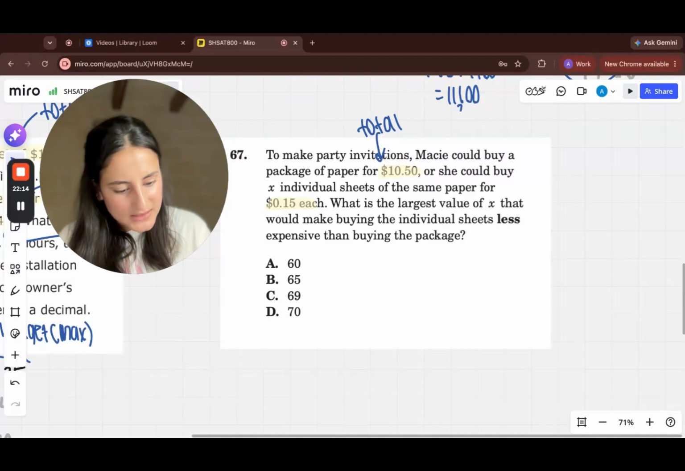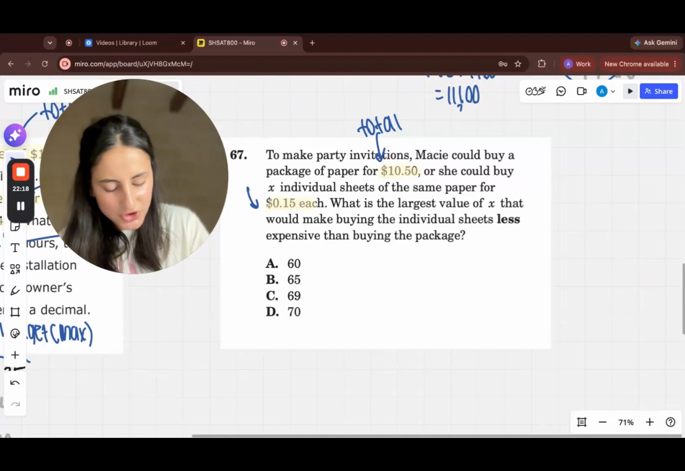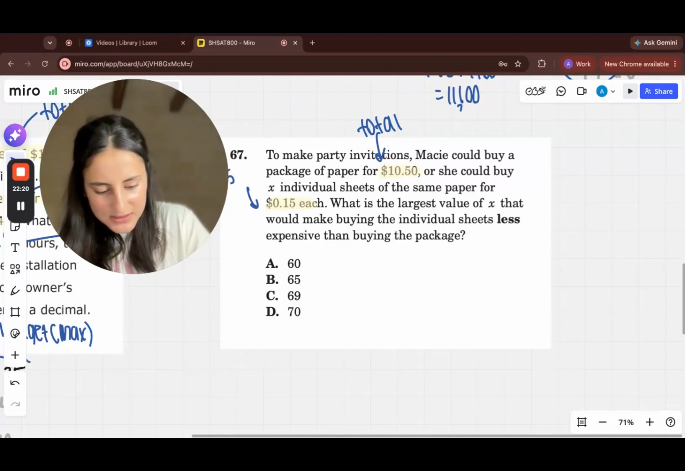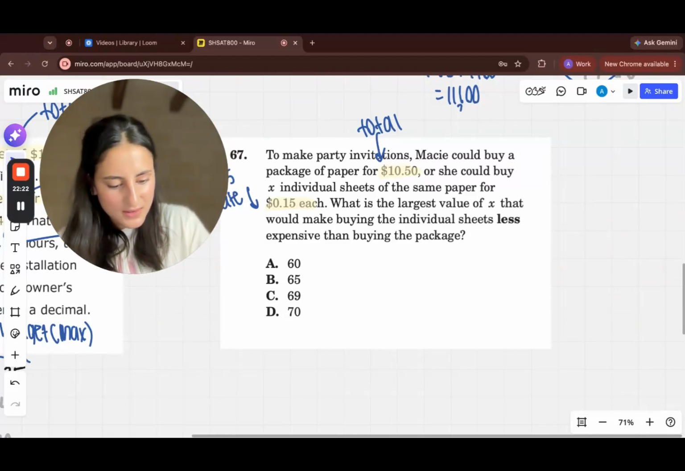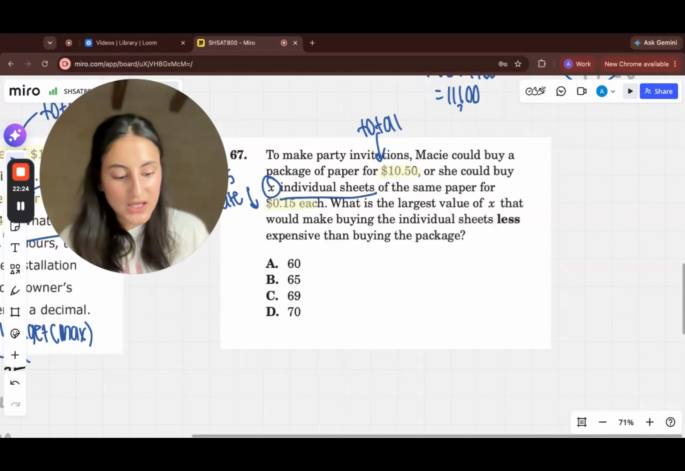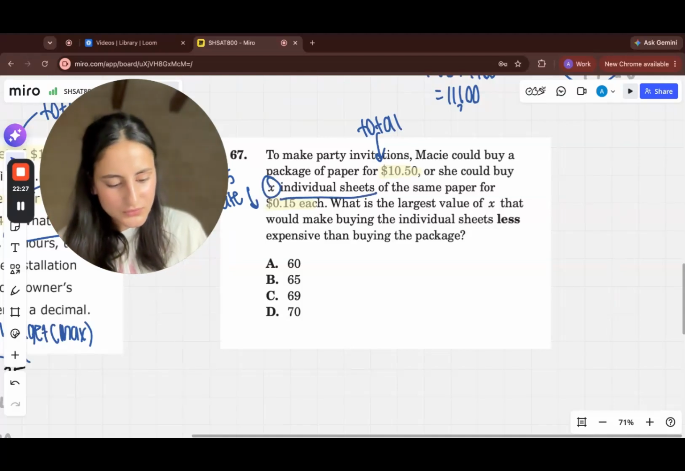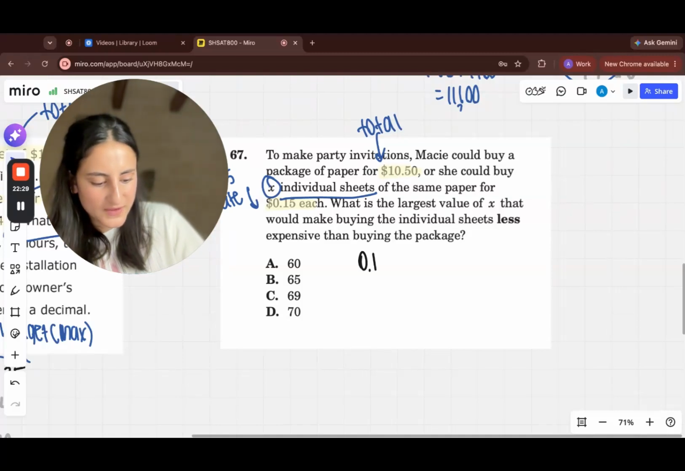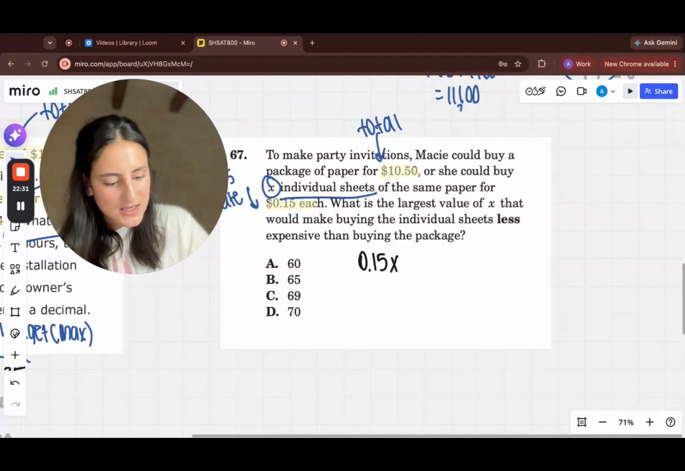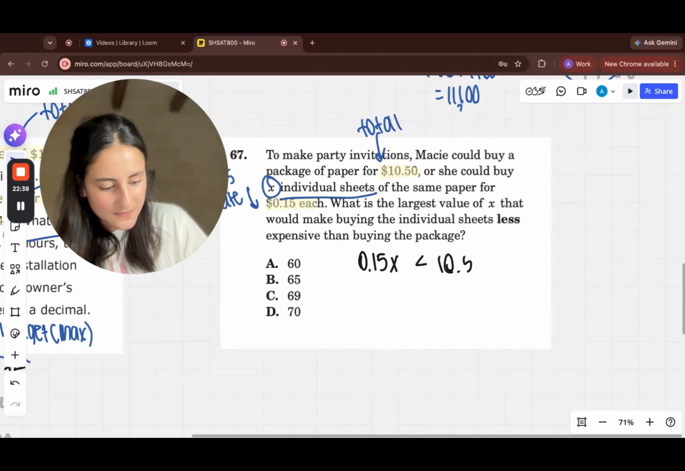And then she could buy X individual sheets of the same paper for 15 cents each. So 15 cents is equal to the rate, and it already shows that X is equal to the individual sheets. So if we were to set this up, it would be 0.15 times X is going to be less than, not equal to, just less than 10.50.